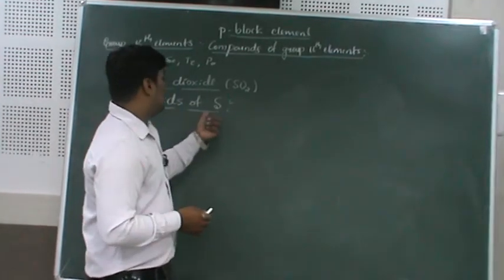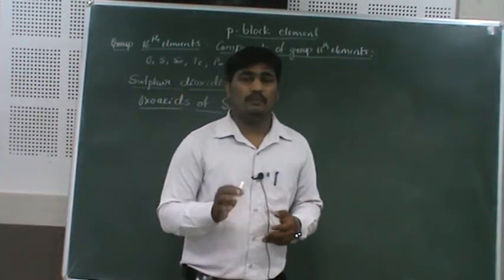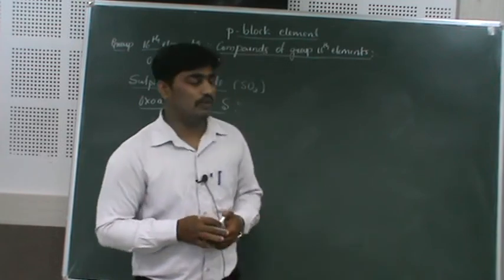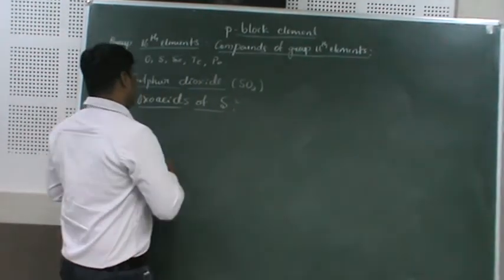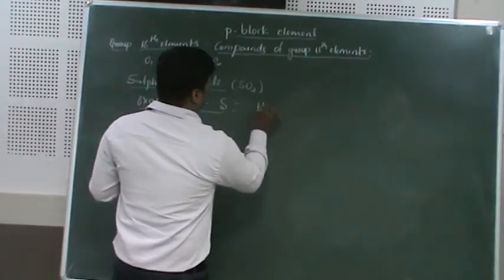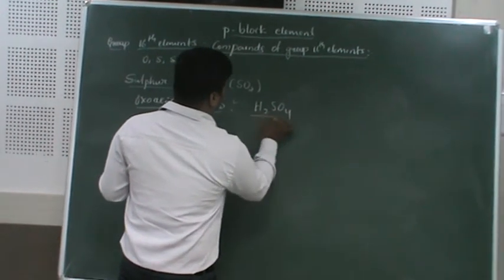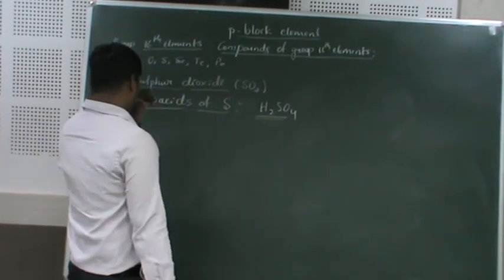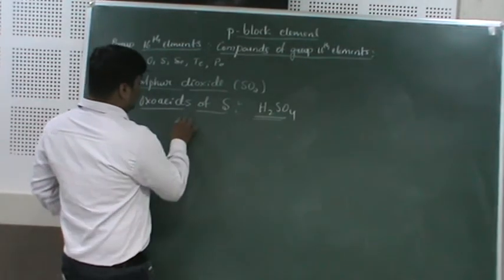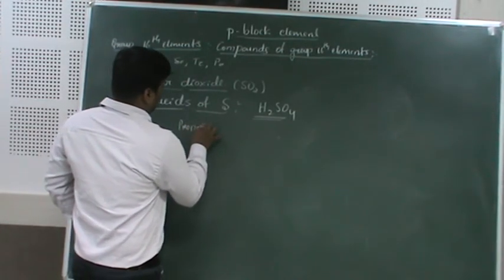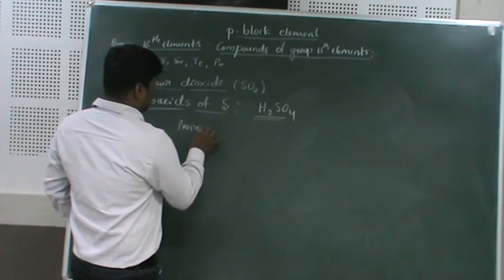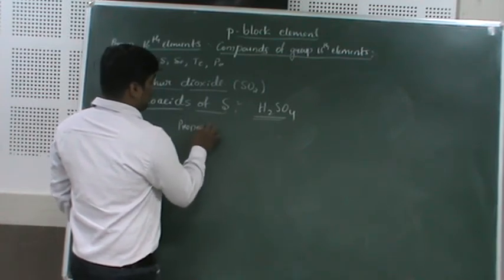I will just explain the properties. These properties are very important from your exam point of view. Under oxo acids of sulfur, H2SO4 is a very important thing. Sulfuric acid is very important. What are the properties of sulfuric acid? I will just explain only the properties.